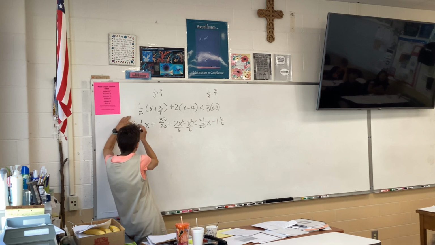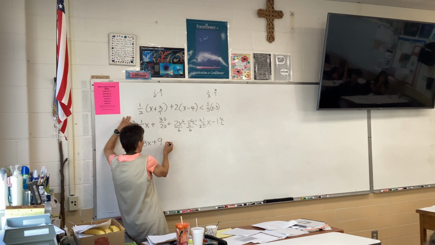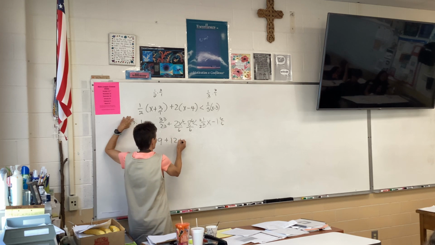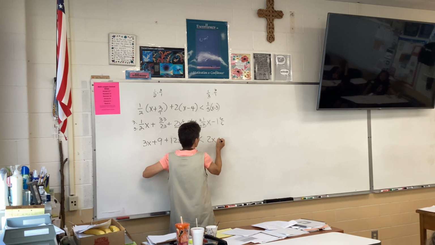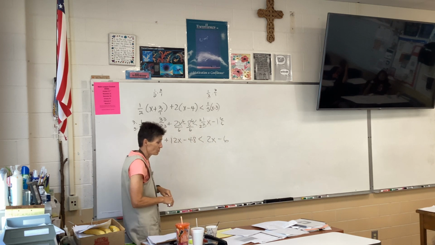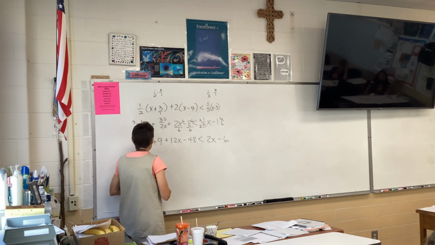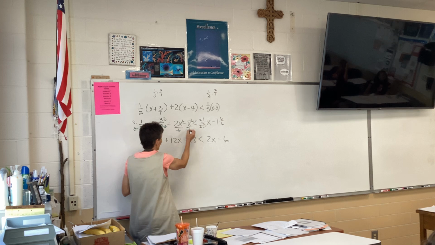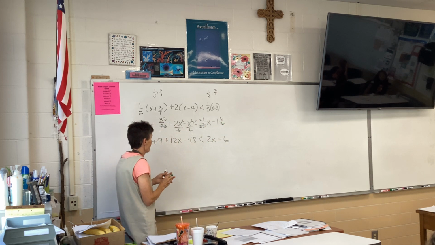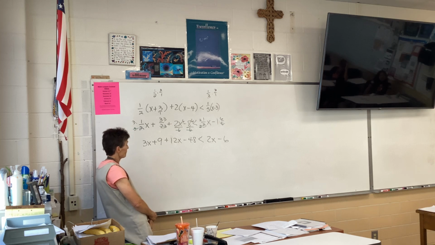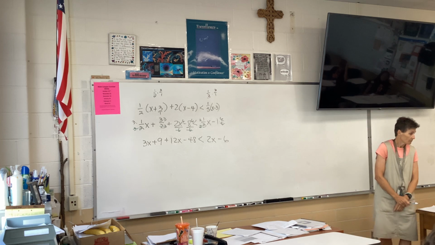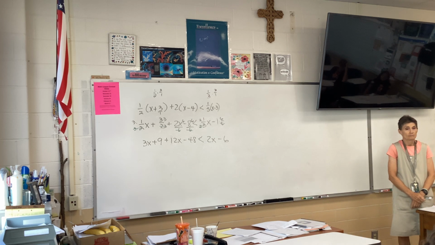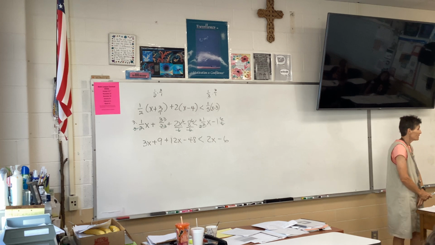All the denominators are gone, so I have 3x plus 9 plus 12x minus 48 less than 2x minus 6. All right, take a look at that, make sure that makes sense. I have gotten rid of all my denominators because they're all 6s. Still up with me? Yes.